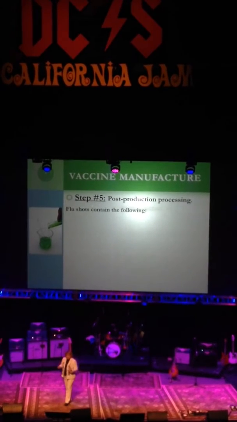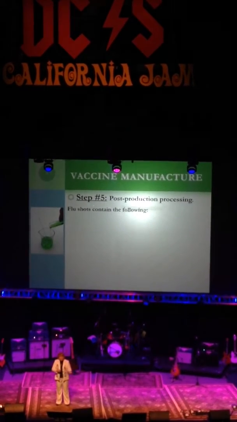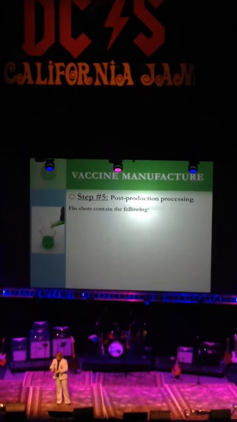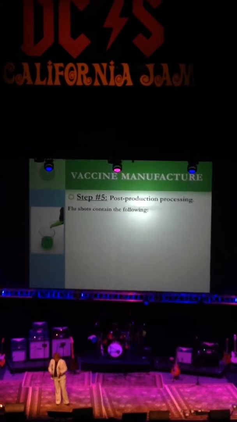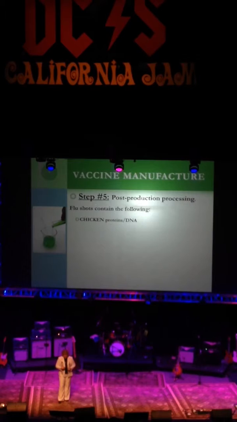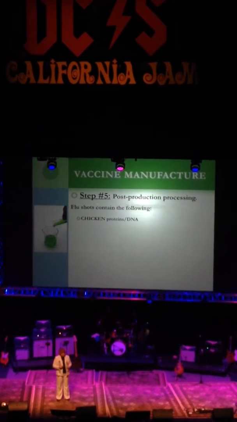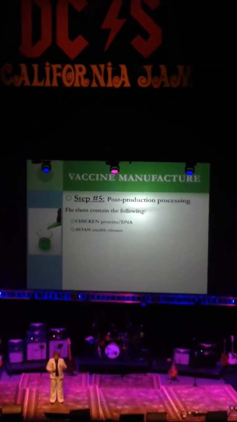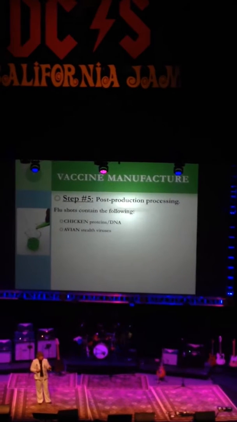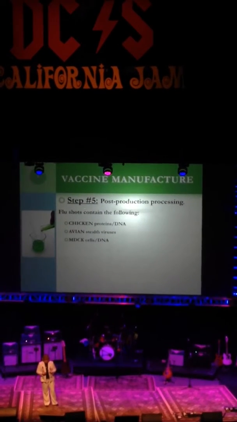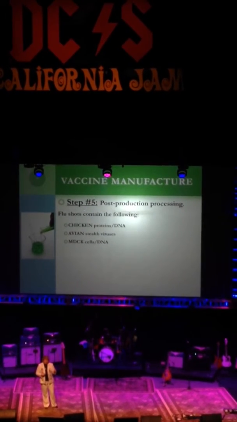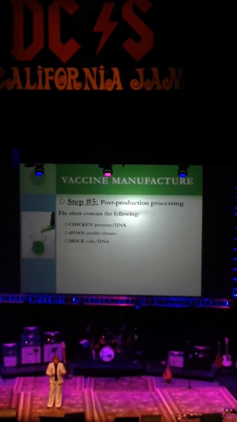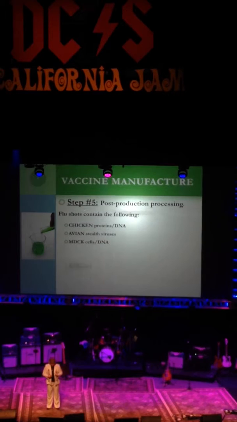So after they go through that whole manufacturing process of sucking out the egg white and centrifuging off the chicken parts and blood, now they process it and they put these chemicals in it. There are always chicken proteins like we talked about. There are avian stealth viruses that we're going to talk a little bit more about in a few minutes. They are also sometimes using a particular type of cell called MDCK cells, which comes from dogs, that we'll talk about in a few minutes.